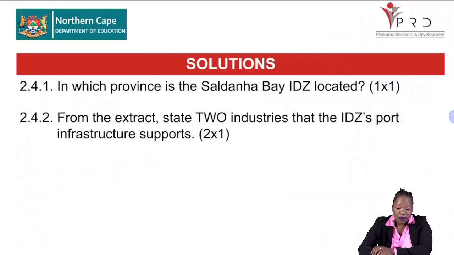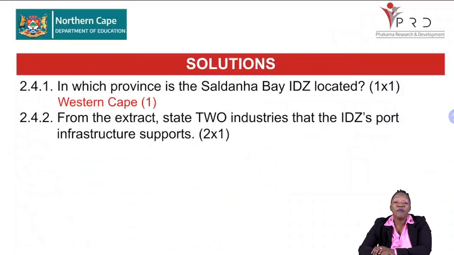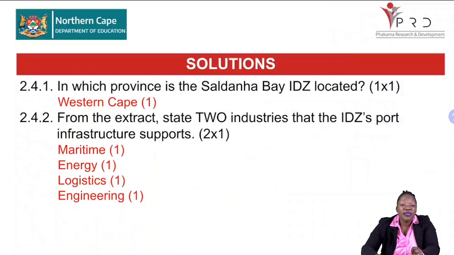Right, grade 12, looking at our first question there: in which province is the Saldanha Bay IDZ located? Remember, they've asked about the province, which is the Western Cape province. Then secondly, from the extract, you state 2 industries that the IDZ port infrastructure supports. They are supporting the maritime, the energy, the logistics as well as the engineering. So any of the 2.